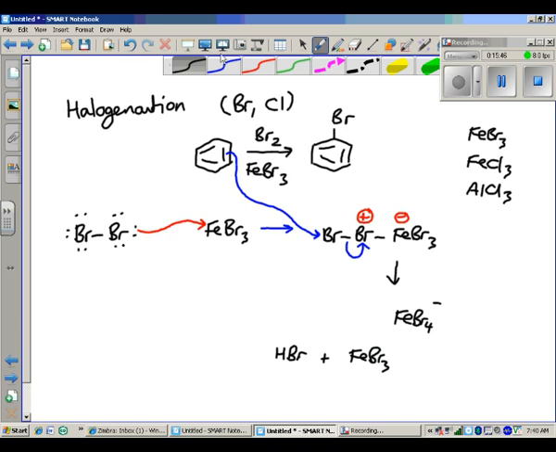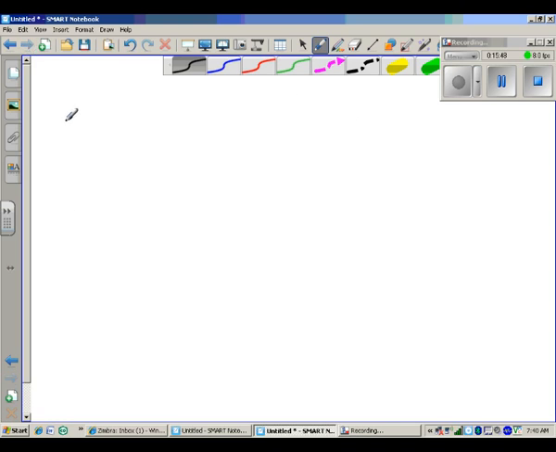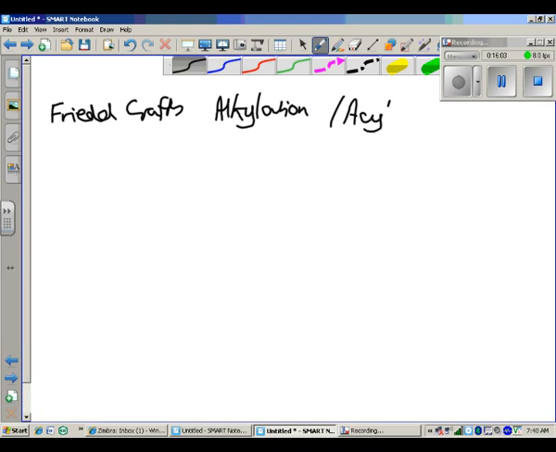It works the same way for the other two reactions as well, and those are called Friedel-Crafts alkylation and acylation. Alkylation means you're adding on an alkyl group. Acylation means you're adding on an acyl group or ketone. Let's just look at the electrophiles for each.